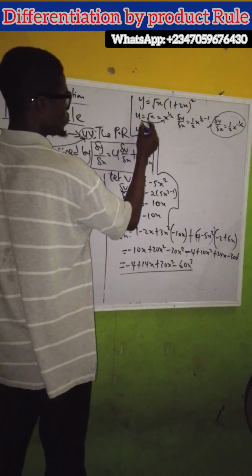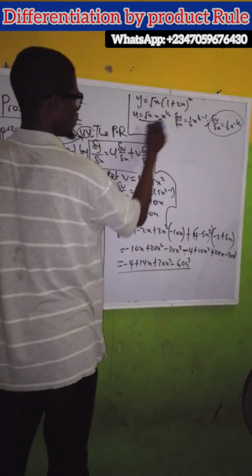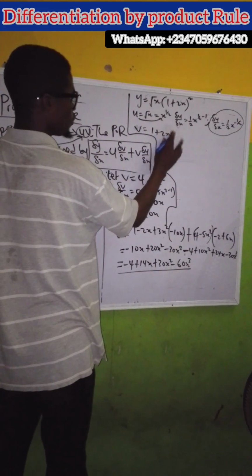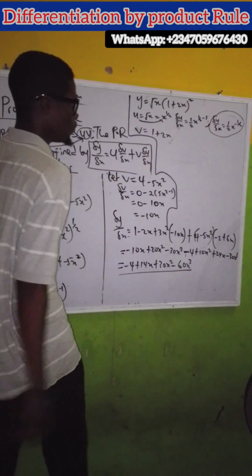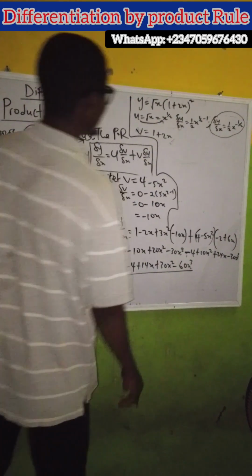So then the next one is v. The first one is u, this is v. So v equals 1 plus 2x, squared. What is inside that bracket is our v.